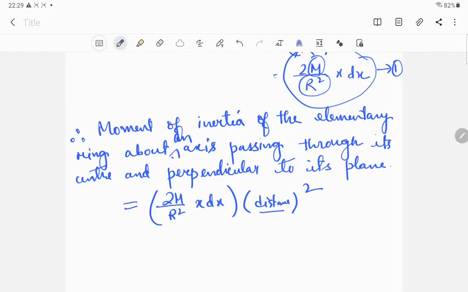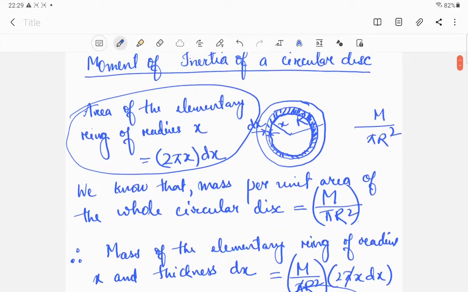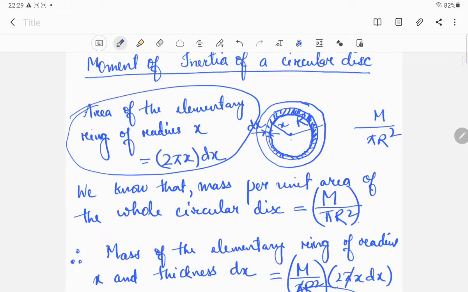In this figure we can see that this particular element is at a distance x from the center of the disc, that means from the axis, because in this case we know that the axis is passing through its center. So the axis is basically like this. If I draw this diagram like this, if this is the center, so this is the axis. And this is your small element, that ring we are considering of radius x and thickness dx.